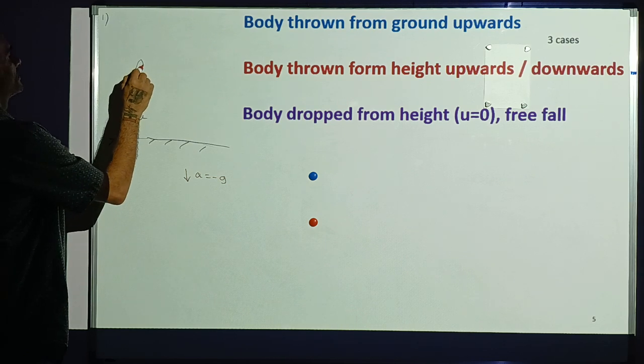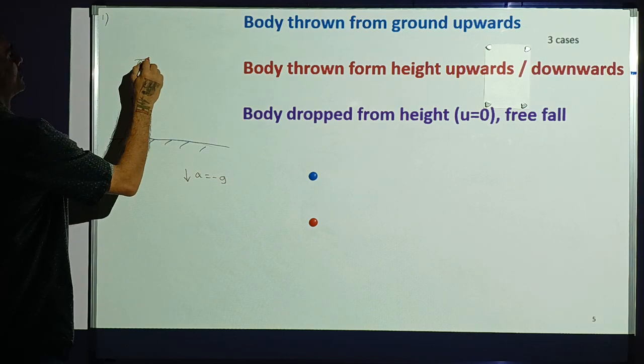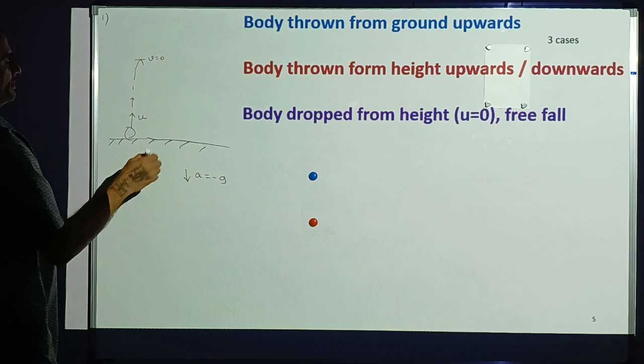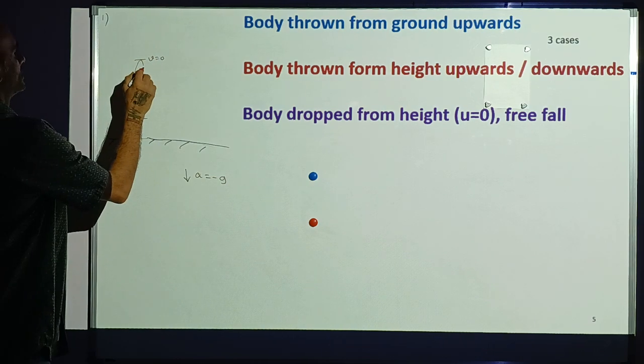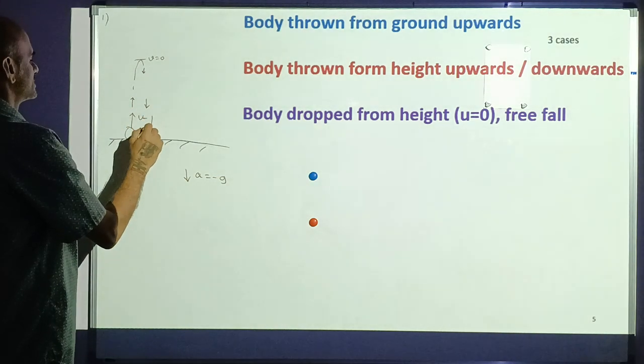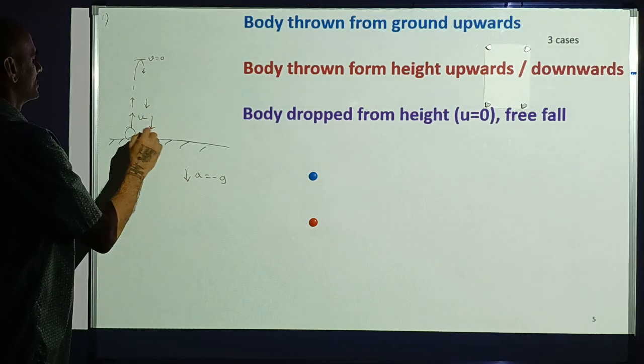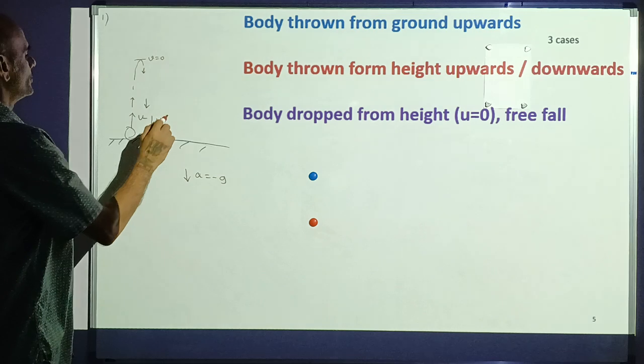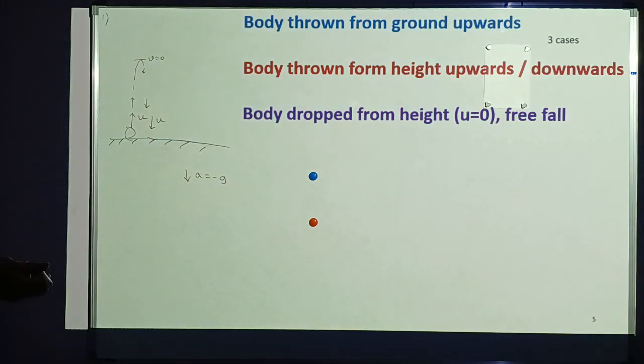So at some stage, the velocity will become 0. After that, because of the Earth pulling it down, it will turn back and the velocity will keep on increasing. And when it hits the ground, the velocity will be of the same value u, but the direction will be opposite. So this is one possibility.